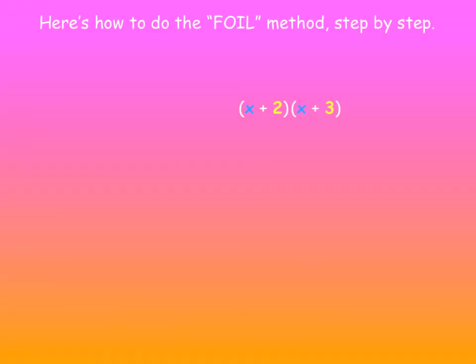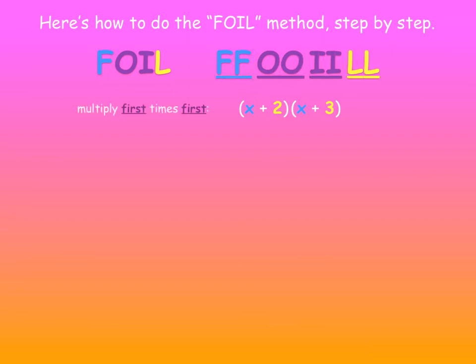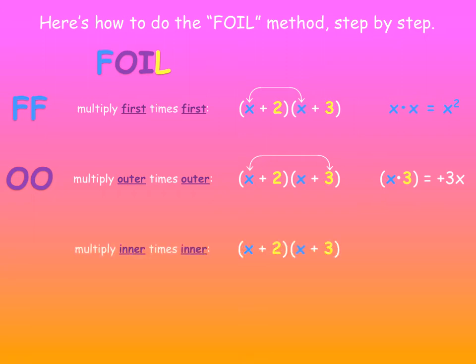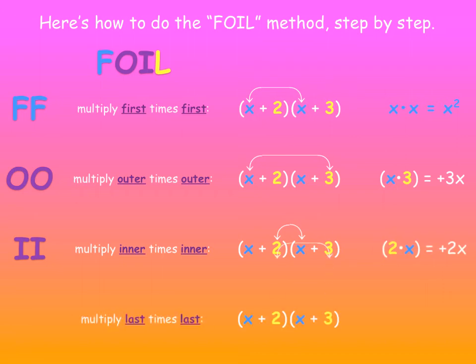Here's how to do the FOIL method step by step. Our example is x plus 2 times x plus 3. We'll begin by multiplying the first term times the first term. X times x is x squared. Then multiply outer times outer, plus 3x. Inner times inner, plus 2x, and last times last, plus 6.